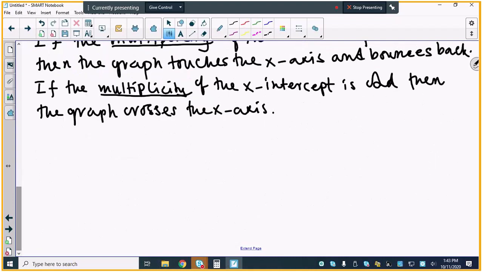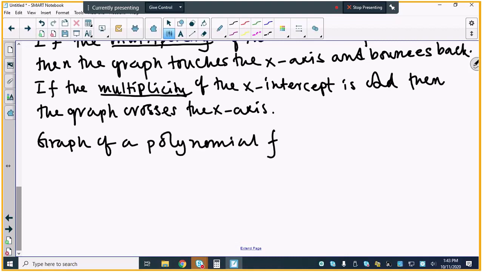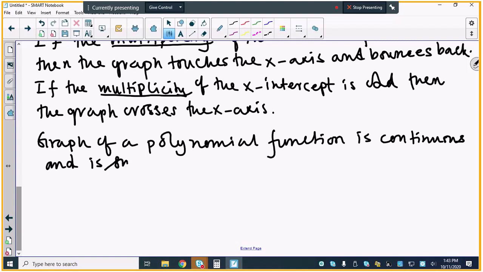And finally, we talk about the graph of a polynomial function in general. It is continuous. So there is no breaking in the graph of the polynomial function, and it is smooth. So if I give you a bunch of different graphs and ask you to find out which of these are polynomial functions, you're looking for the smoothness and the continuity of the graph.